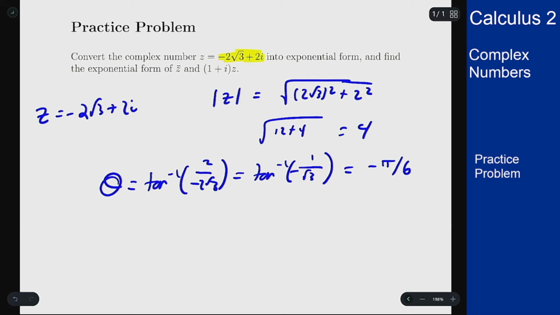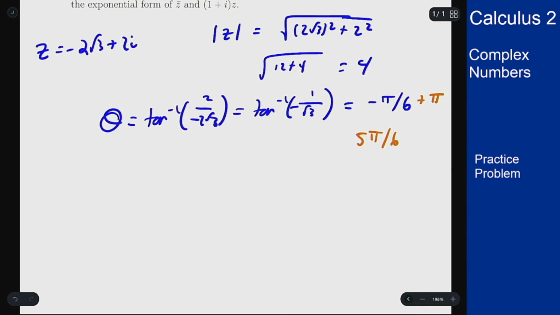But that's not the correct angle for this complex number because this number here is in the second quadrant. It has x coordinate negative, y coordinate positive, so it's in the second quadrant. This angle here is in the fourth quadrant. So to get to a matching angle in the second quadrant, we have to add pi to this. So our angle here is actually 5 pi over 6. So for this, we have that the complex number, negative 2 root 3 plus 2i, is 4 e to the i times 5 pi over 6.